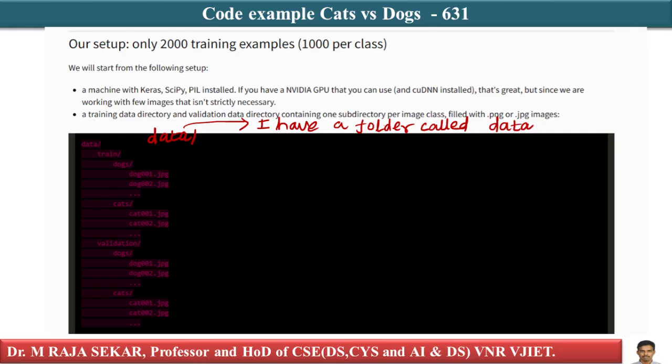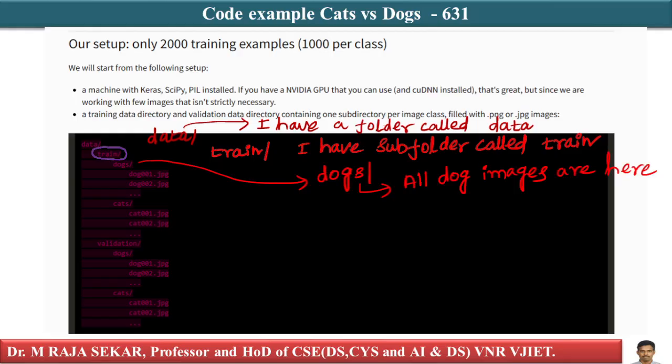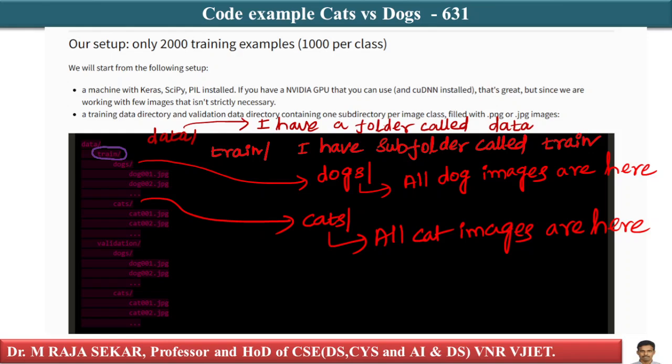All of my data is organized like this. I have a folder called data, in which I have a subfolder called train. I have a folder called dogs, where all dog images are there. I have a folder called cats. You can see the dogs folder and the cats folder. In the dogs folder you can find all dog images, and in the cats folder you can find all cat images.